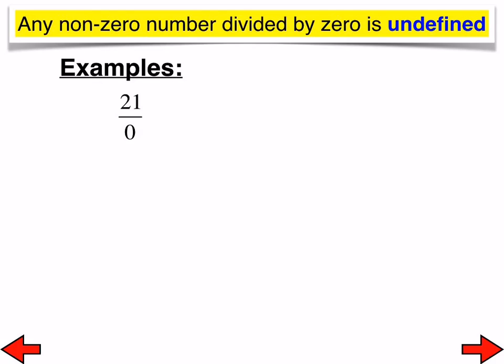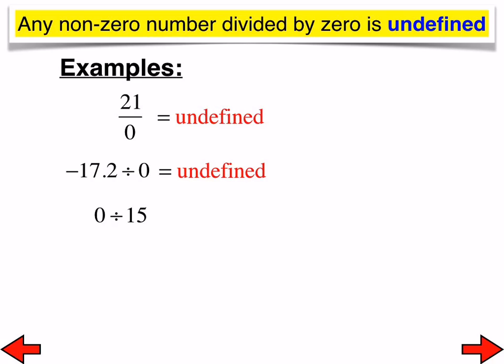All right, 21 over 0 is what? Tell me, please. Undefined. Negative 17.2 divided by 0 is what? You guys need one more? Okay. 0 divided by 15. 0 divided by 3.3. And then the question that I was referring to, 0 divided by 0 or 0 over 0. There's been a lot of debate about that exact issue right there for many, many years.